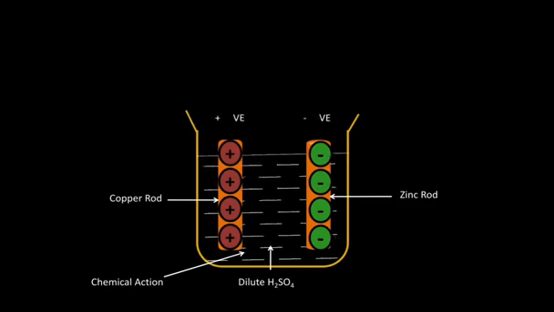Now one rod is positive and one rod is negative. It is also called anode and cathode. So we have the difference in potential. Because of this chemical action, as all the electrons are getting accumulated on the zinc rod, we got the difference in potential, or potential difference. So this is the potential difference, positive and negative.